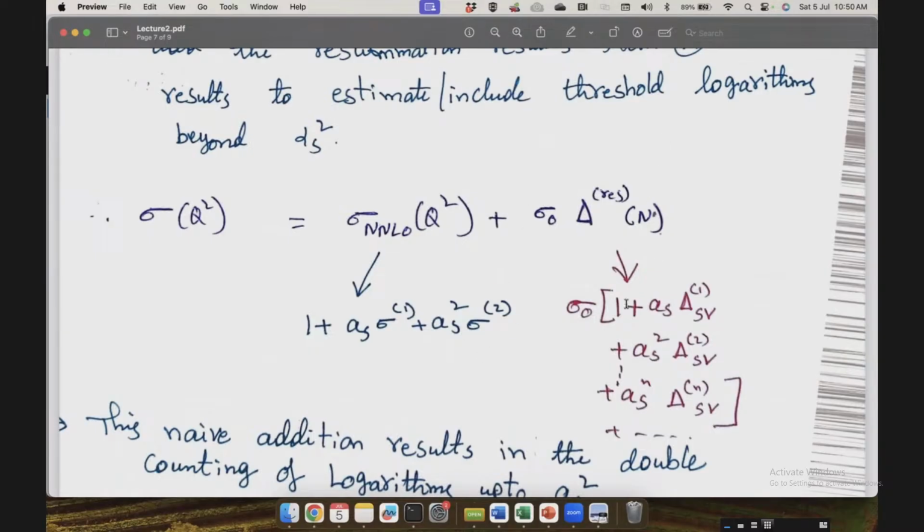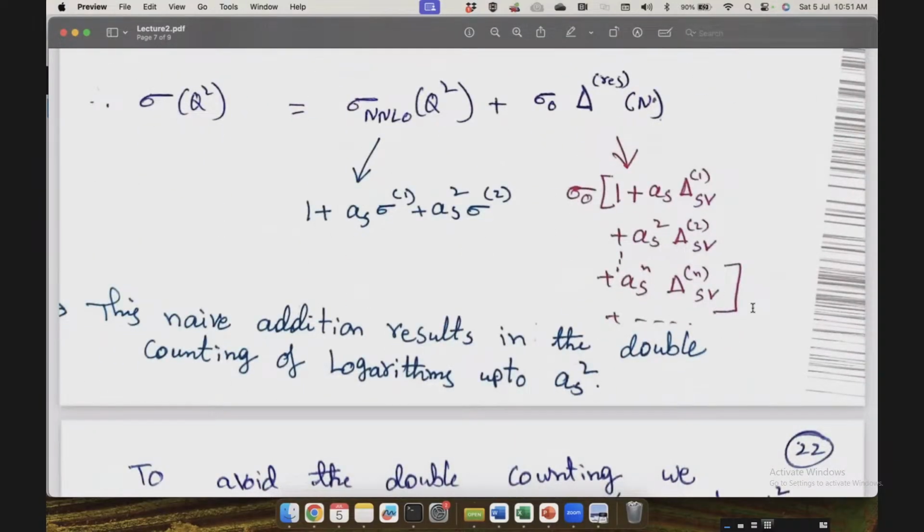But when I add the resummation formula, there also it will only give the soft plus virtual corrections, and in the n space there are again alpha s square logarithmic enhancements. But this is a resummation, so it has the logarithmic enhancements to all orders. Now if I add these two naively, at alpha s square level I am counting the logarithmic contributions double. So that causes a double counting problem.